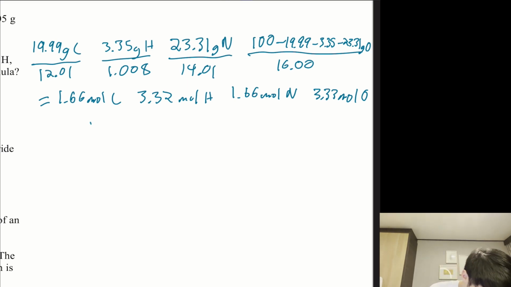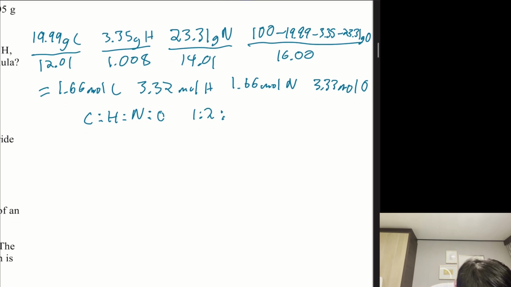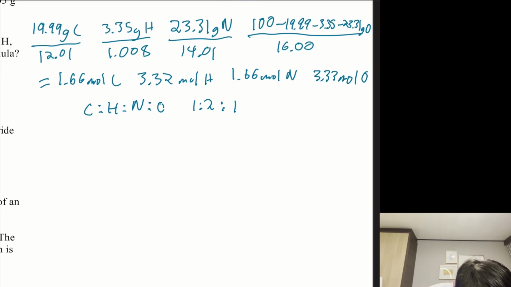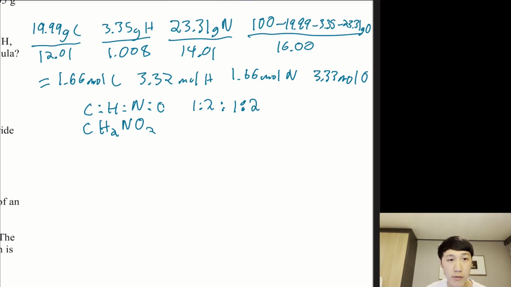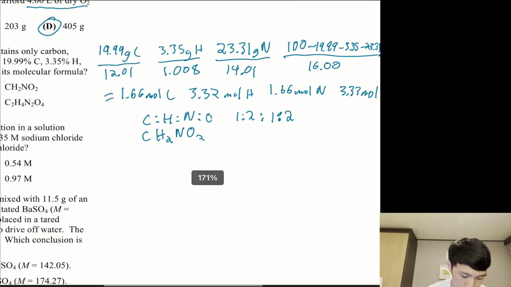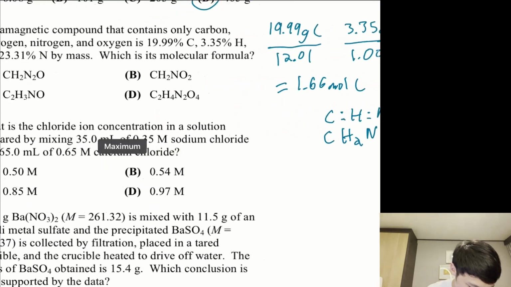And in this case, that is going to be 1 to 2 to 1 to 2. And that will give us an empirical formula, not molecular formula, of CH2NO2. All right, so that's going to be the ratio of atoms we're going to expect in our actual answer. So let's look over at our answer choices.